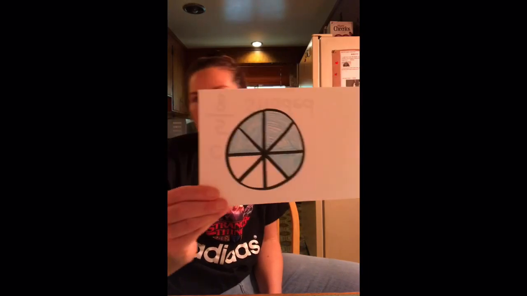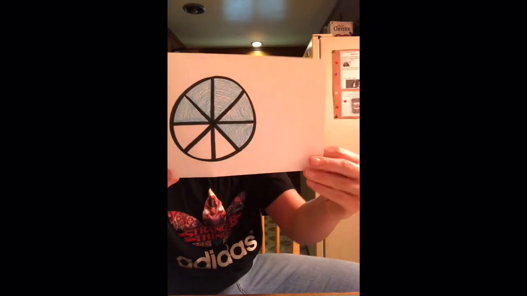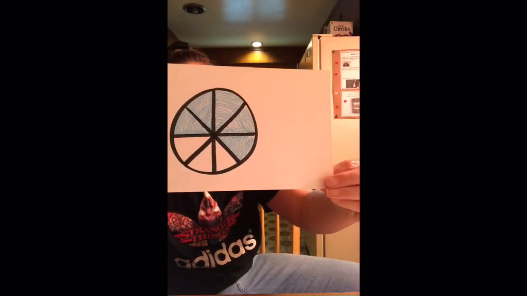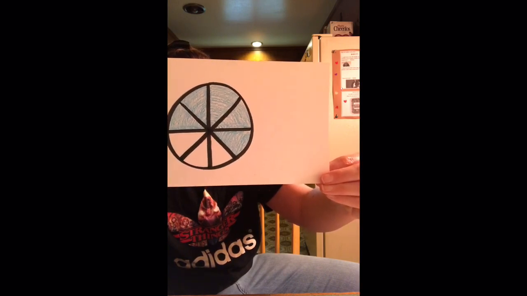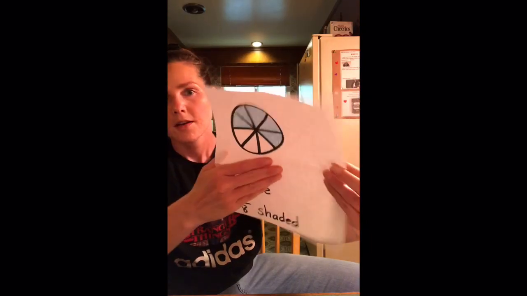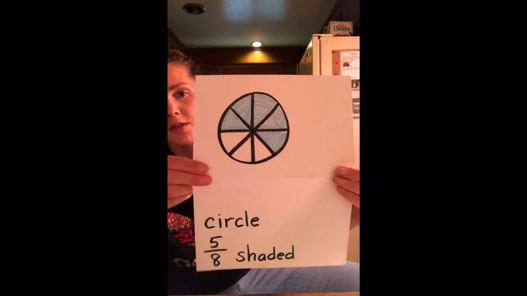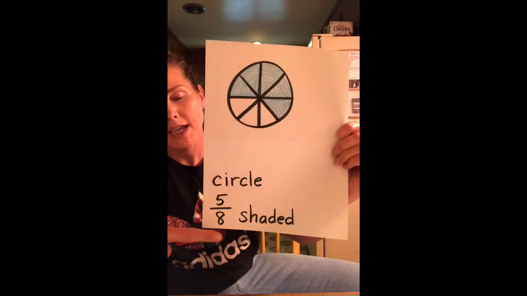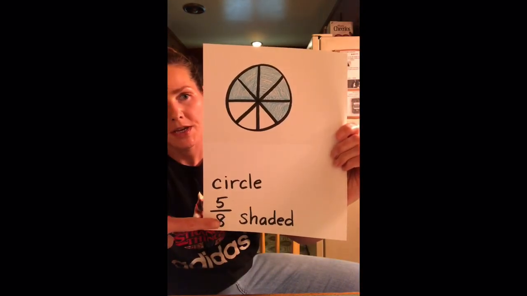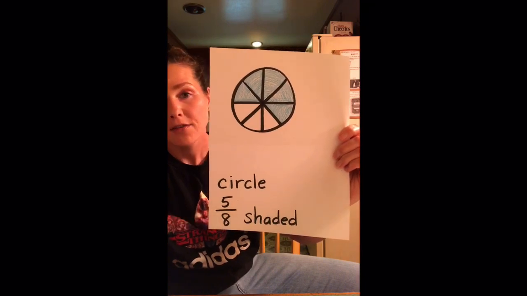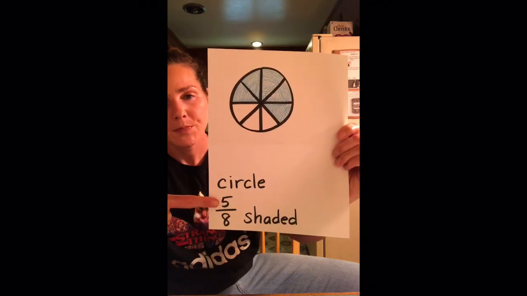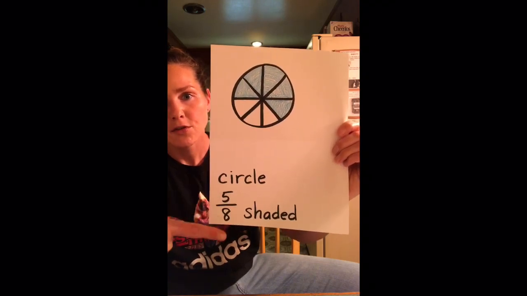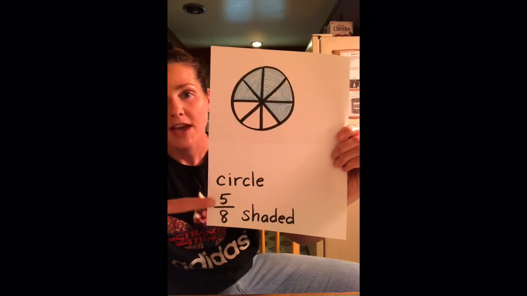Next up. All right, this shape is a circle. The circle has been divided up into 8 equal parts, so that's your denominator, the total number of parts. 5 of the parts have been shaded in with a blue crayon, so 5 is your numerator. You can read this fraction as 5/8.